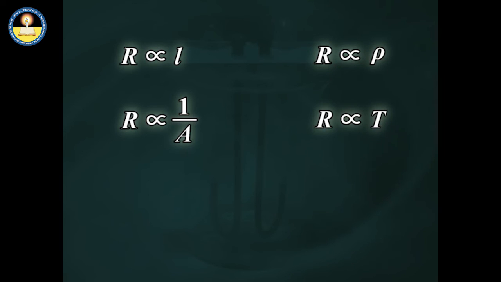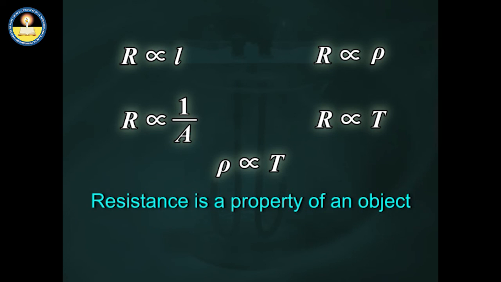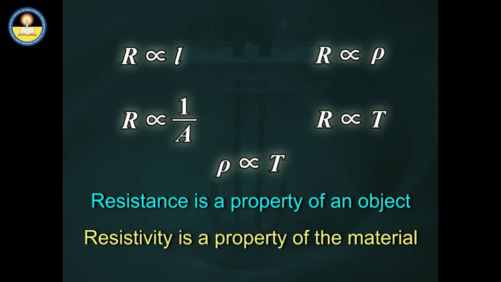It is clear that the resistance of a conductor depends upon its dimensions, that is, length and area of cross-section, its nature and its temperature. And the resistivity depends on nature and the temperature of the material, but independent of the dimensions of the conductor. Also, resistance is a property of an object, while resistivity is a property of the material.